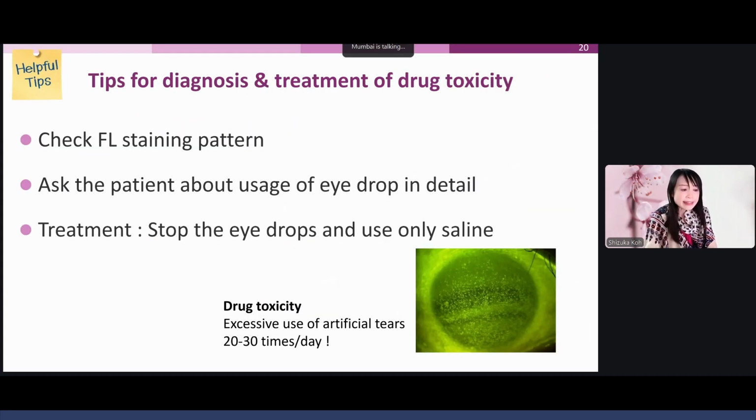And please always ask patients exactly how often they use eye drops. Sometimes the treatment itself becomes the cause of the ocular surface damage. I have seen patients using artificial tears 20 or even 30 times per day. So actually the treatment is to stop the causative eye drops and use only saline.